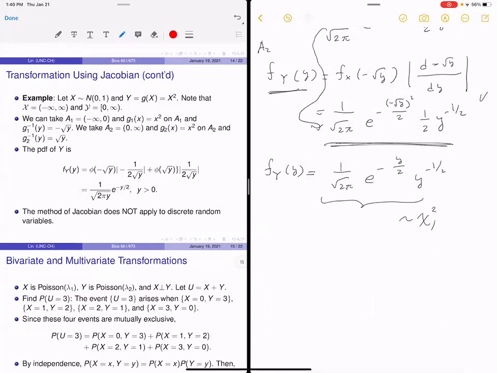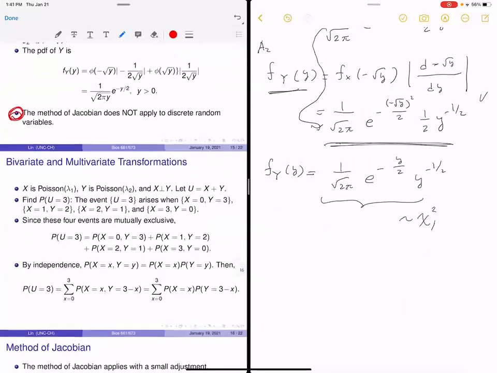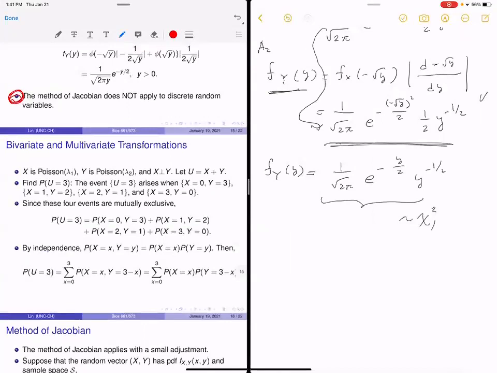Okay, one last bullet right here. Think about why the Jacobian does not apply to a discrete random variable. Why? You don't have differentiation on a discrete random variable. That's it. So you don't know what a Jacobian looks like. You cannot define it.